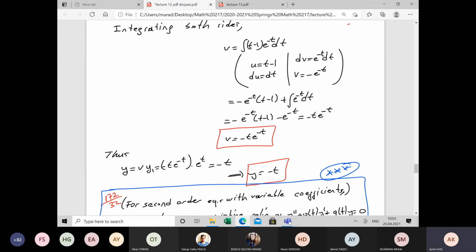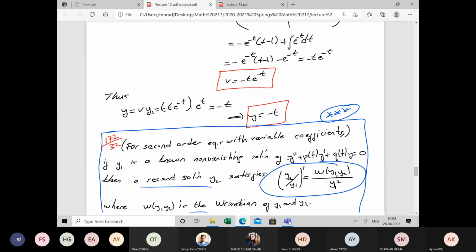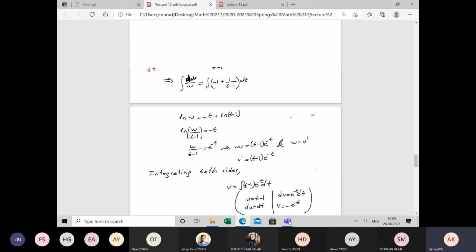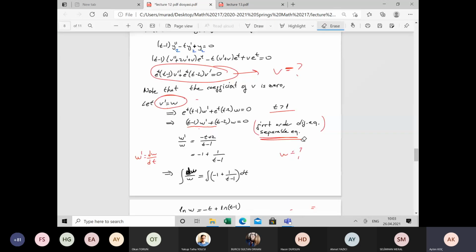A second fundamental solution of this differential equation is minus t. It's okay. Any question? So here, using reduction of order, we obtain a second solution of our differential equation.